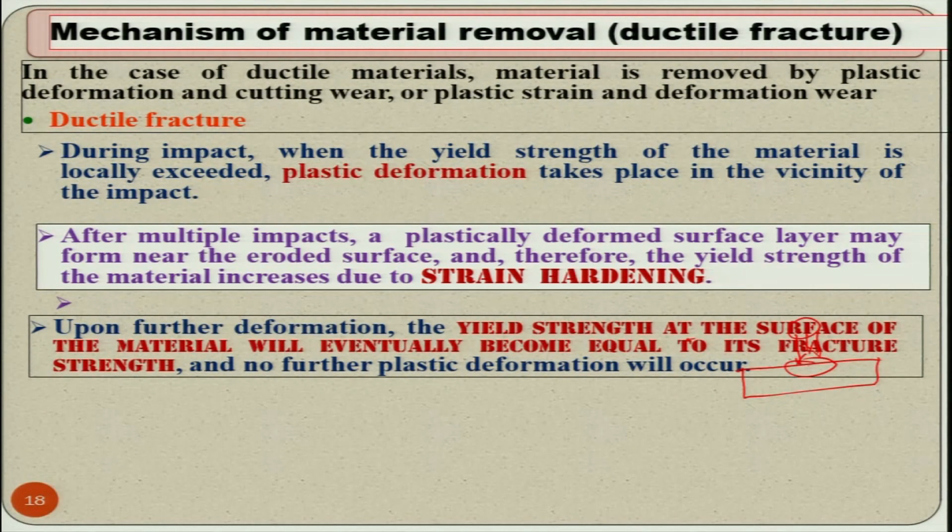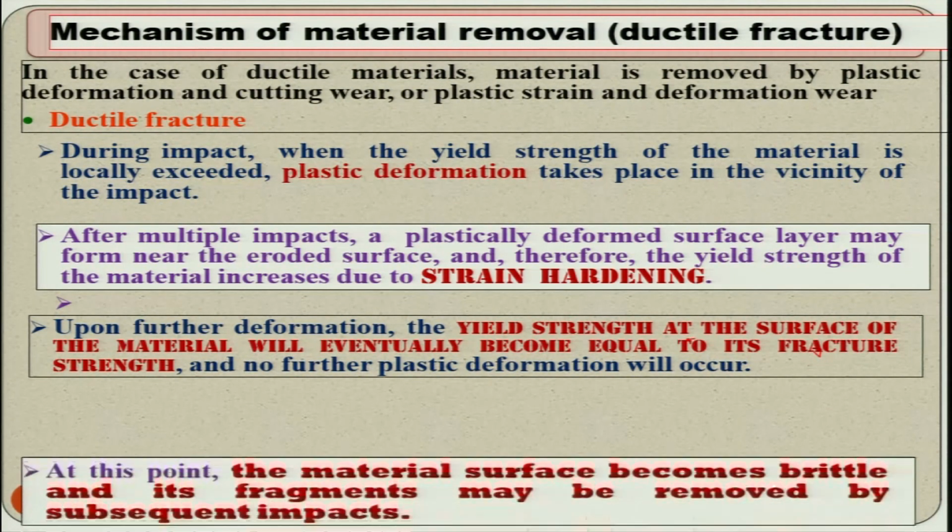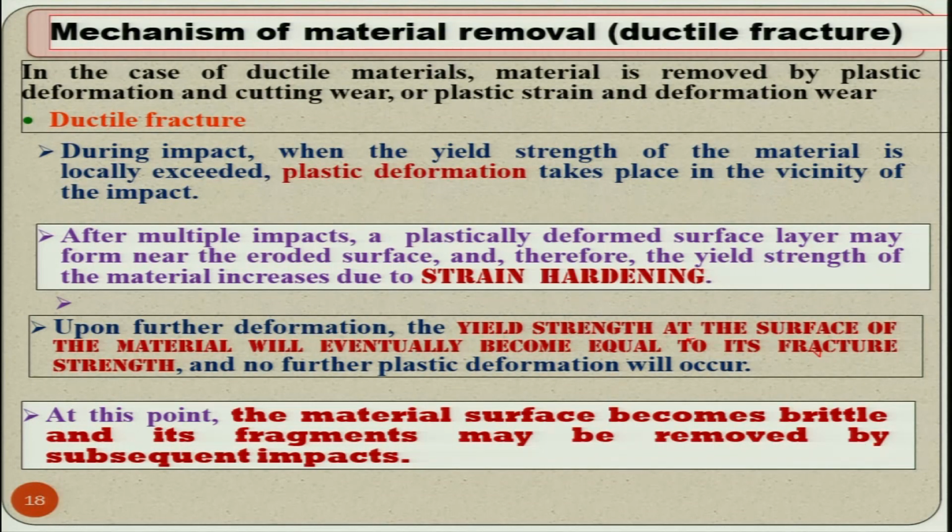So, upon further deformation, the yield strength at the surface of the material will eventually become equal to its fracture strength, and no further plastic deformation will take place. At this point, the material surface becomes brittle and its fragments may be removed by subsequent impacts. This will result in micro nano brittle fracture, and the material will be removed in the form of chips.